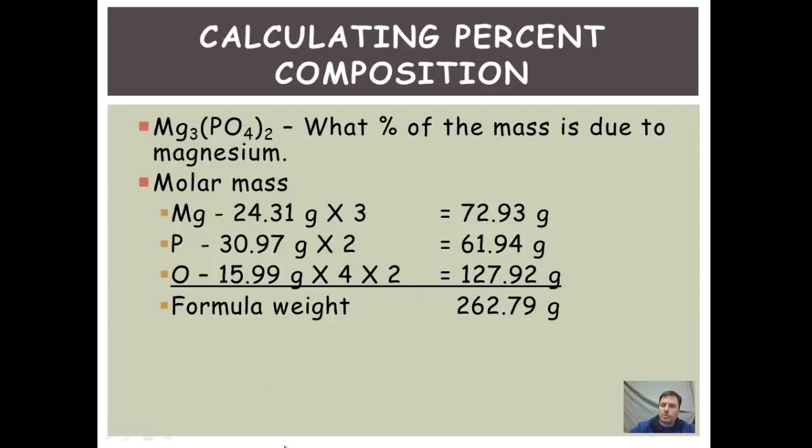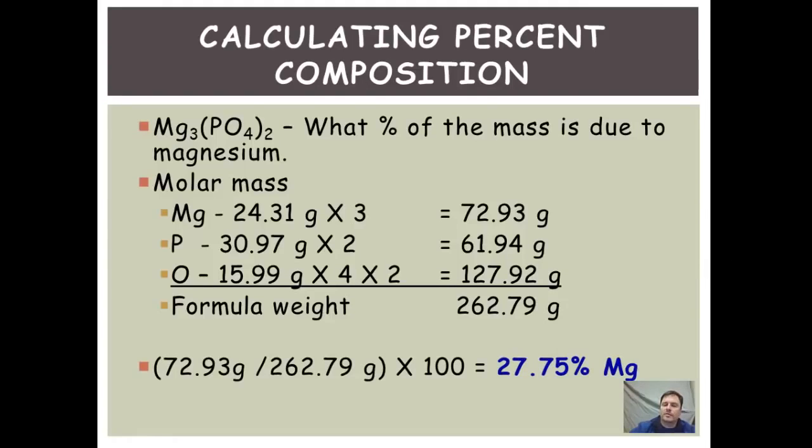I like to write it this way because now when we do the next step, we take the mass of magnesium divided by the total mass. We have our information right up here. So we take 72.93 divided by 262.79 times 100, and we get a percent of 27.75% magnesium. That means 27.75% of that compound is made up of magnesium.